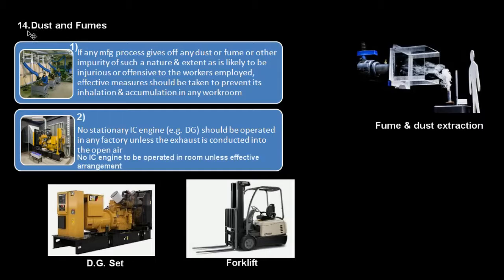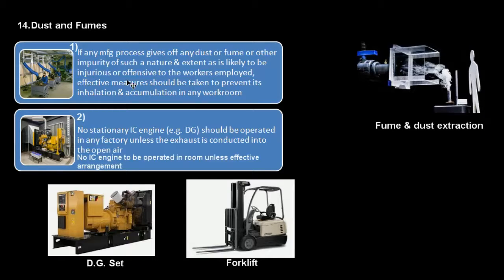Now we'll learn about section 14, which is dust and fumes. Now under this section there are two subsections. Section 1 says that if any manufacturing process gives off any dust or fumes or other impurity of such a nature and extent as is likely to be injurious or offensive to the workers employed, effective measures should be taken to prevent its inhalation and accumulation in any workroom.